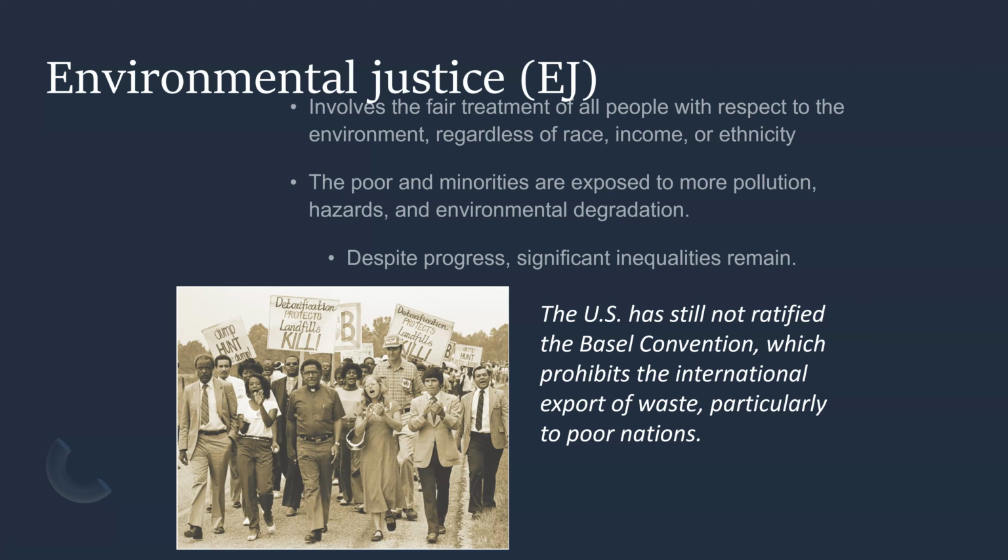Environmental justice involves the fair treatment of all people with respect to the environment, regardless of race, income, and ethnicity. So this is kind of what I was saying with the lower income populations in the Central Valley. We want to make sure that they all have the same, let's say in Fresno, they have the same access to the same resources. So there's not necessarily more pollution where they live just because of their race, income, or ethnicity.